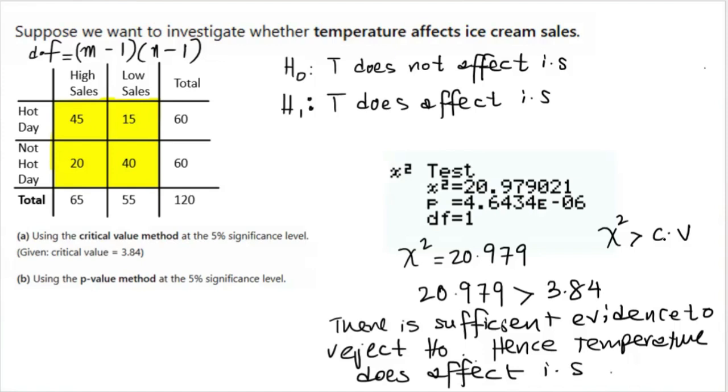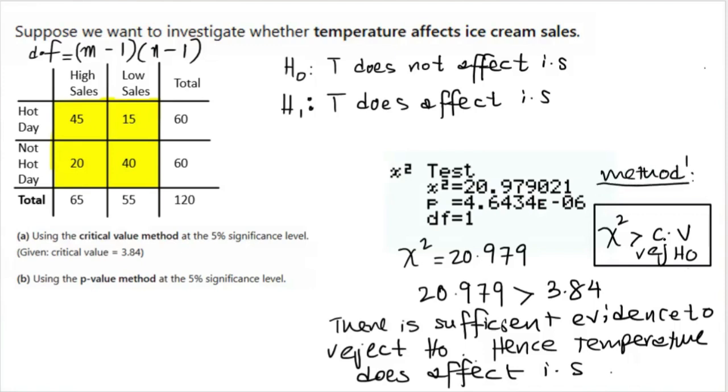So always write your conclusion in the end. What have you tested, right? So remember, this is a key idea. If chi-squared value is greater than the critical value, you reject H naught. And on the other hand, if chi-squared value is below the critical value, you accept H naught, right? This is method one, the critical value method. Note it somewhere.